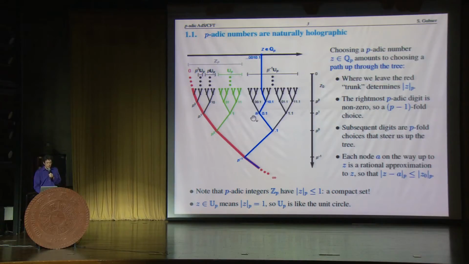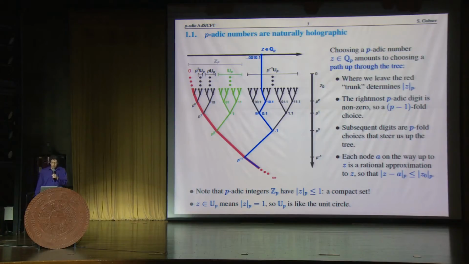We should think of each node on the tree as a rational approximation to the eventual p-adic number that we find. The p-adic number that I found in this particular path ends in the digits 0010.1, and a rational approximation of it is this number a in the tree, whose p-adic expression is 0.1.